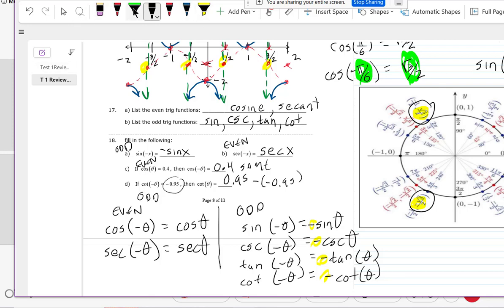Just to summarize what I'm doing there: if you have an odd function, you get that negative in front of your trig function. If you have an even function, it's the same, there's no negative. Same thing with your cosine, it's an even function, so you get the same answer.